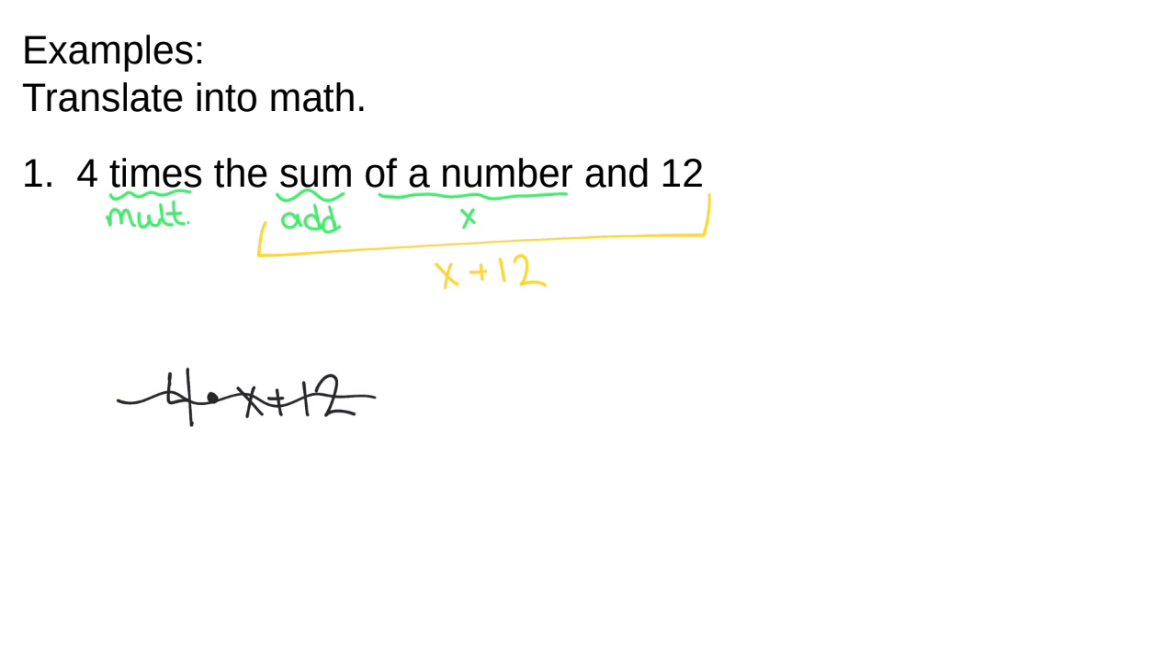What we need is 4 to be multiplied with the sum, or the answer, to X and 12. When you write it like this, you're saying order of operations says do this first. Find the answer to the addition first, and then do 4 times whatever this is. So this would be the correct way to translate that into an algebraic expression.